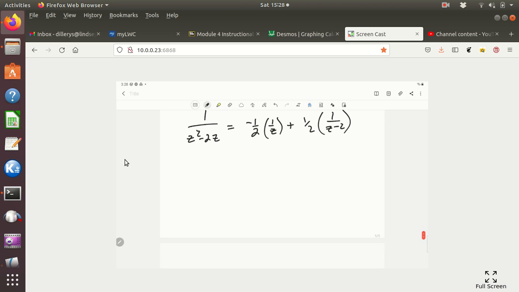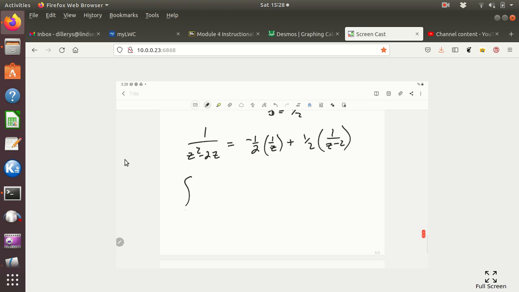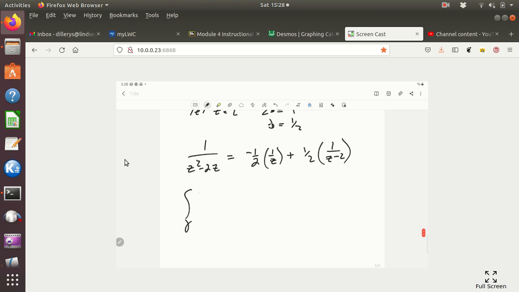Okay, so now that means that my integral over gamma of dz over z squared minus 2z can be written as these two integrals. I can take minus 1/2 the integral over gamma of 1 over z dz and add to that 1/2 integral over gamma of 1 over z minus 2 dz.